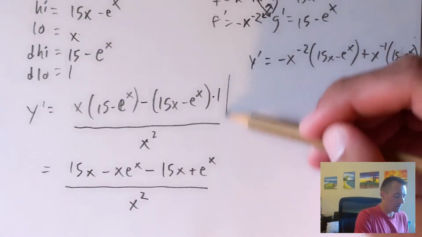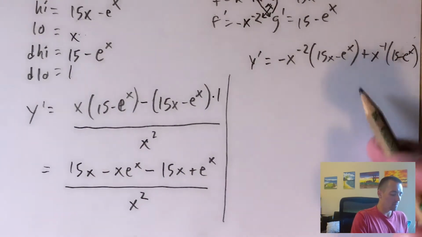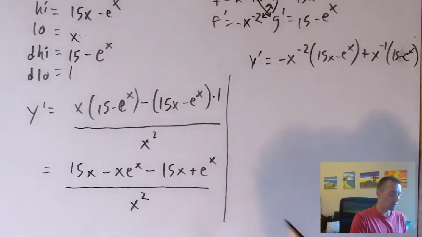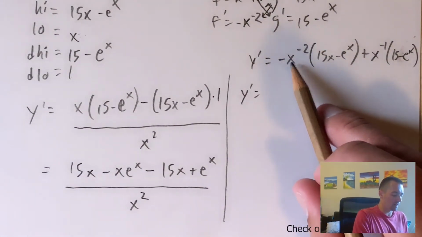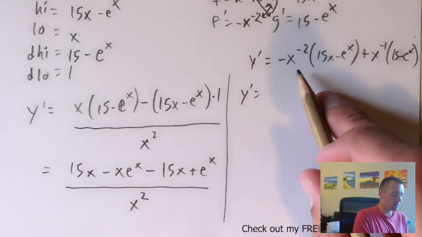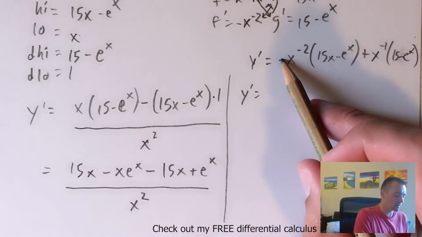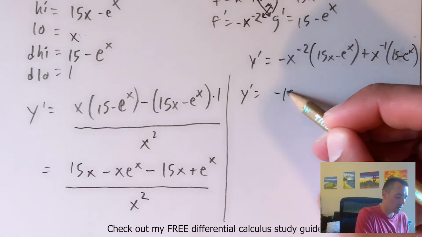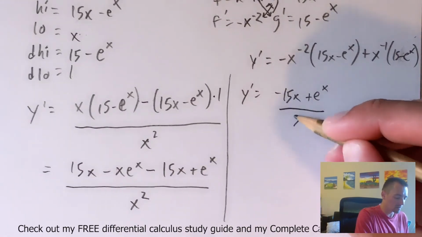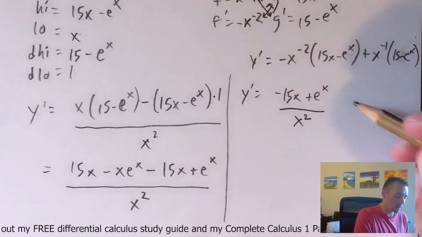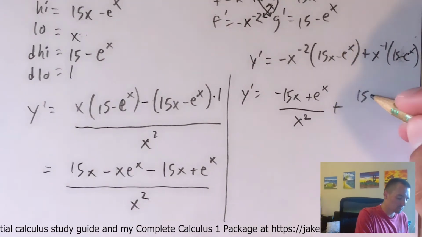And now what we'll want to do is simplify this into a form that matches this. You may already be able to see from here that these are going to be equivalent, but we can make it a little more obvious, because having x to the negative 2 is the same as having all this over x squared. So this is really the same as, with this negative sign distributing in there, negative 15x plus e to the x all over x squared. And then over here, we're going to have 15 minus e to the x all over x.